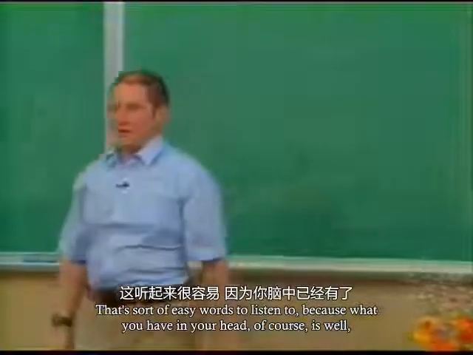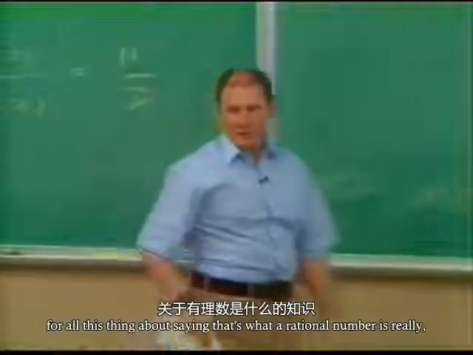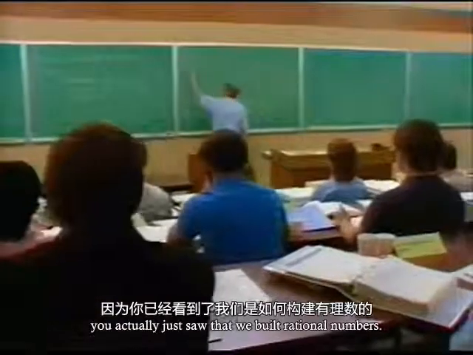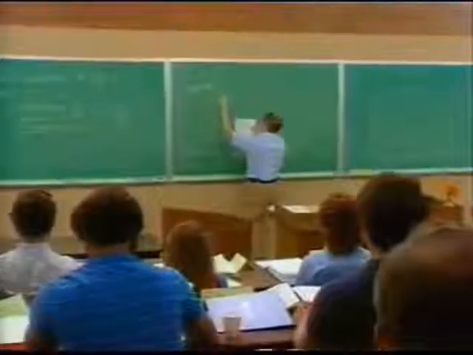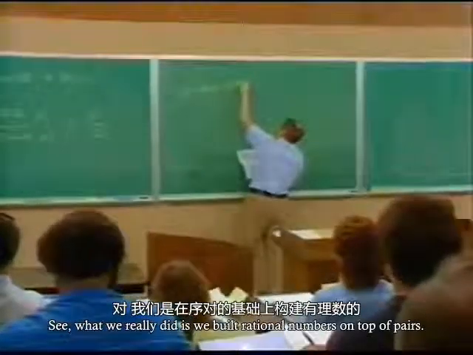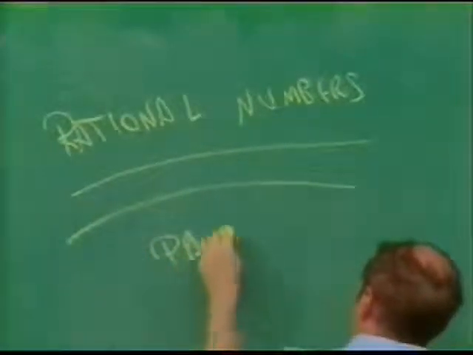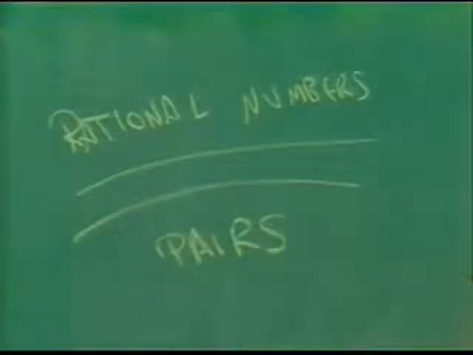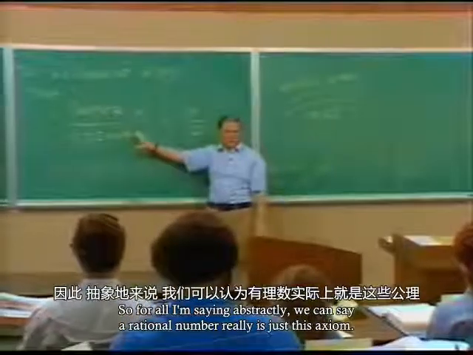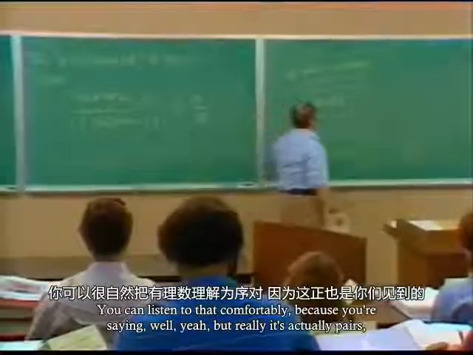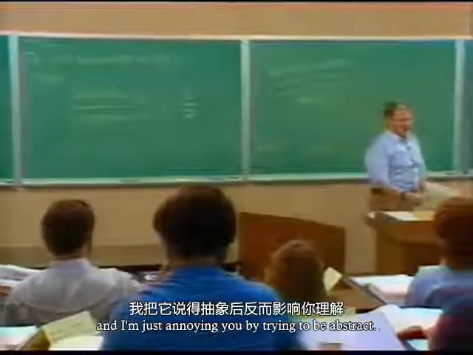Right? So that's sort of easy words to listen to, because what you have in your head, of course, is, well, for all this talk about saying that's what a rational number is really, you actually just saw that we built rational numbers. What we really did is we built rational numbers on top of pairs. So for all I'm saying, abstractly, we can say a rational number really is just this axiom. You can listen to that comfortably because you're saying, well, yeah, but really it's actually pairs. And I'm just annoying you by trying to be abstract.